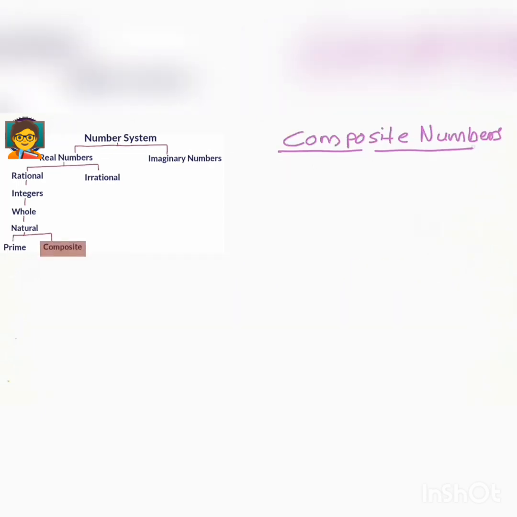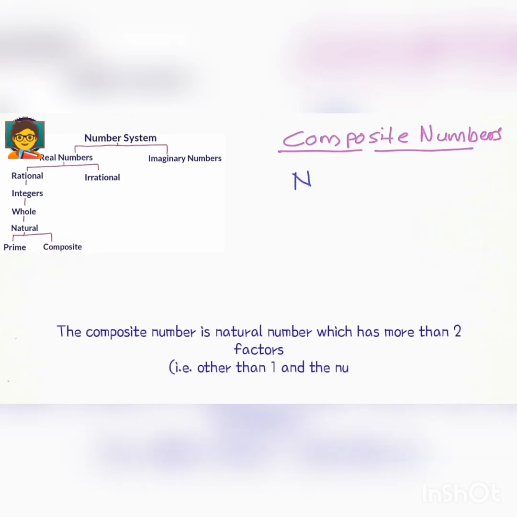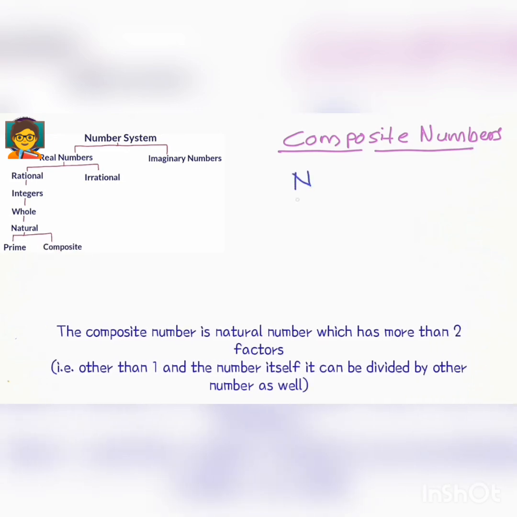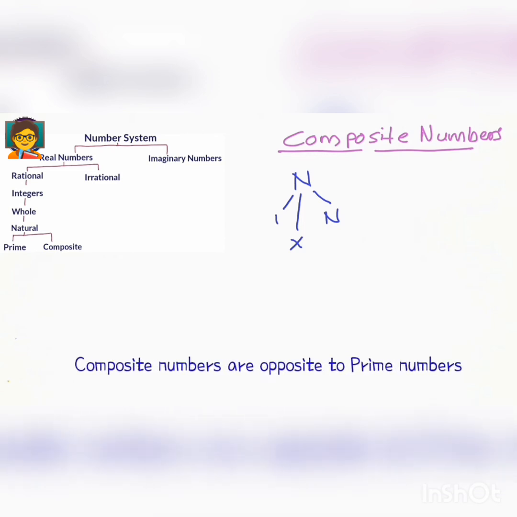Let's begin with the composite numbers now. A composite number is a natural number which has more than 2 factors. Each number has 2 factors, that is 1 and the number itself. Apart from that, if it is divisible by some other number x, then it's a composite number. This definition is exactly opposite of the prime number.